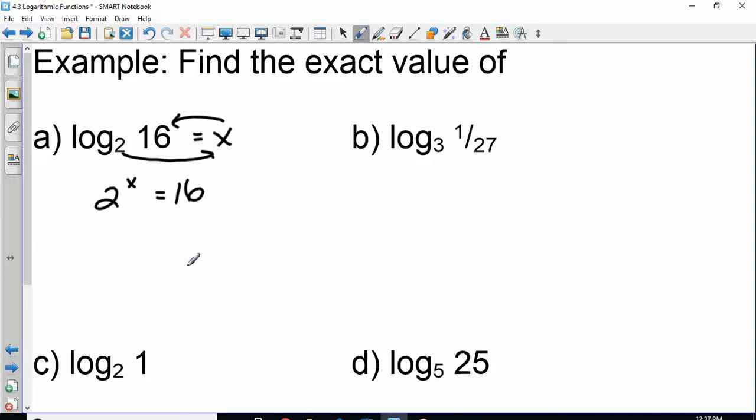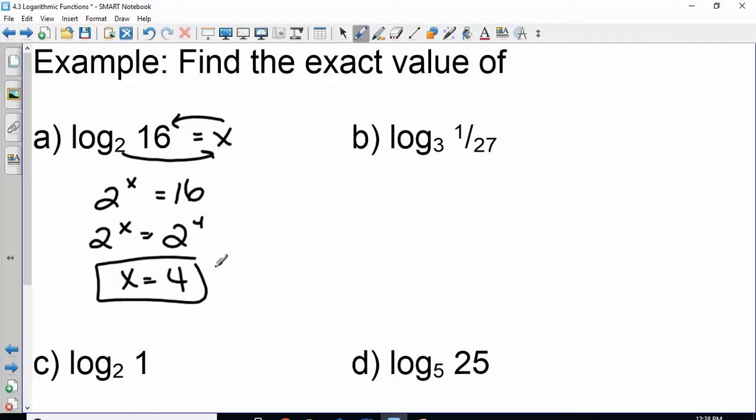A couple days ago, didn't you have a whole worksheet with problems like this? We got a common base. 16 can be written as 2 to the 4th, and so my x is 4. The answer to this logarithm is 4. So you can write it as an equation. You can also realize that a logarithm is giving you an exponent. So when I say log base 2 of 16, that's asking me, 2 to what power would equal 16? The 4th power.